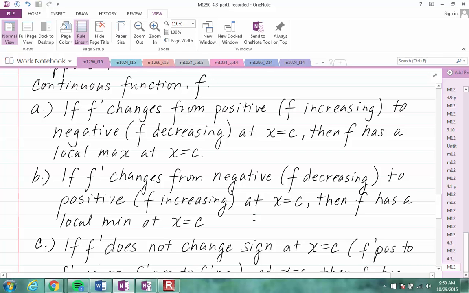If f prime changes from negative, f decreasing, to positive, f increasing, at x equals c, then f has a local min at x equals c. And we talked about that case as well.